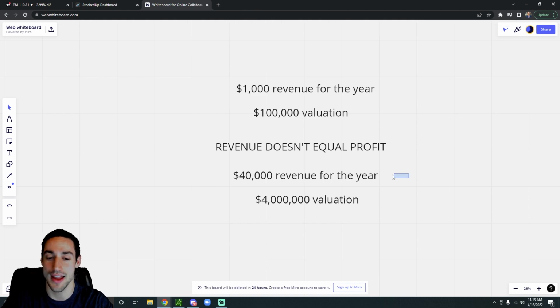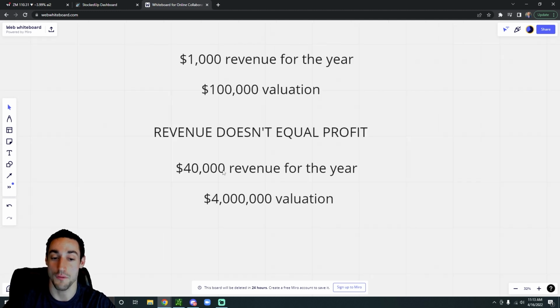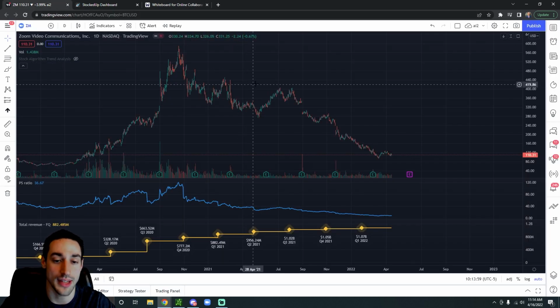So let's say we look at this $40,000 example. Let's say this small business is valued with a price to sales ratio of 100. If they brought in $40,000 in revenue for the year, they would have a $4 million valuation. Clearly that doesn't make sense. So like I said, this is basically what was happening with Zoom.